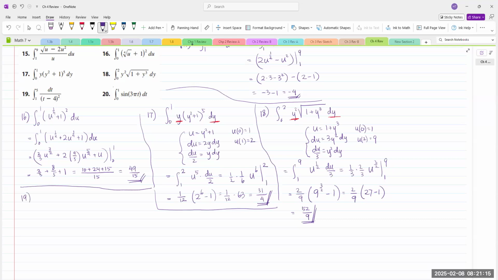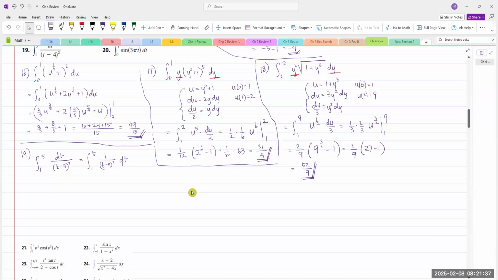Number 19, integral from 1 to 5 of dt over t minus 4 squared. Well, by the way, this is just the same as saying the integral from 1 to 5 of 1 over t minus 4 squared dt. Okay, it's multiplication. So how do I do this? I think I need to do substitution first. Yeah, so u equals t minus 4.